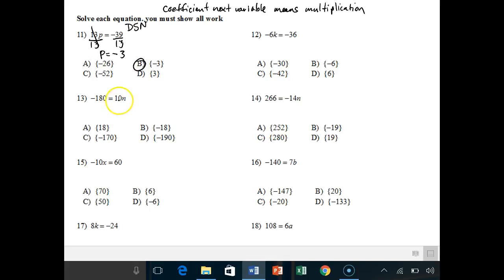Again, I got a variable on the right-hand side here, so I divide by 10. Don't add negative 10. Divide by 10. This cancels out. I get n is equal to negative, because again it's DSN, negative 18. Number 15, be sure to divide by not a positive 10, but by negative 10. Everything that's attached to the variable. So that cancels out. That's 1. X is equal to, again, DSN, different signs negative, negative 6.